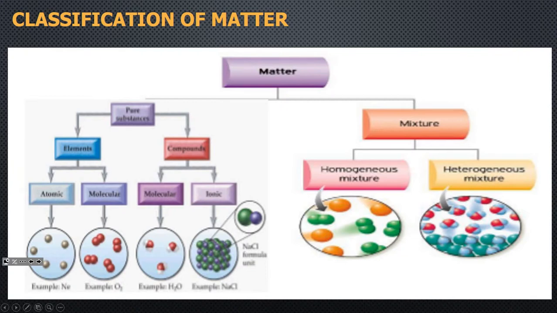Then what do I do to get the salt back now that it's dissolved in the water? Evaporate the water. So that is a physical means. If I can separate something by physical means, it's a mixture. If it's the same throughout, then we call it homogeneous.